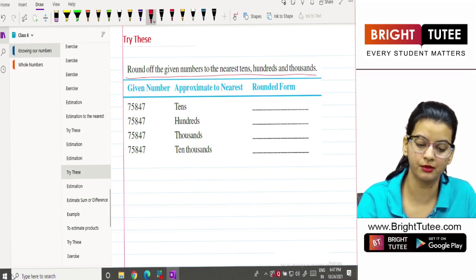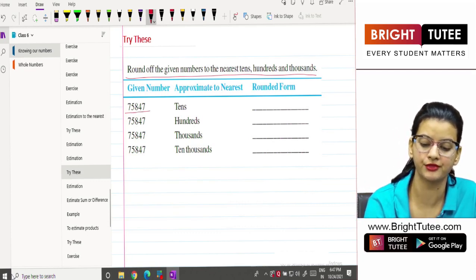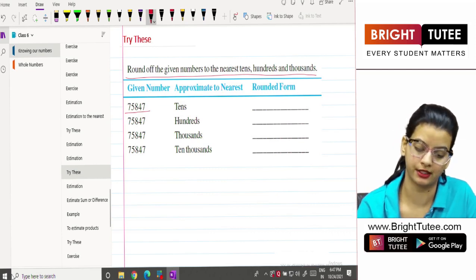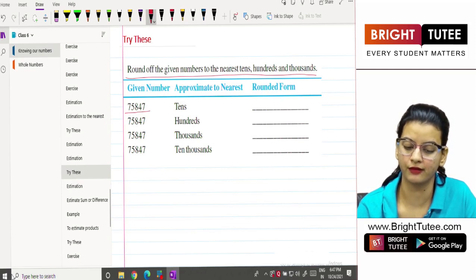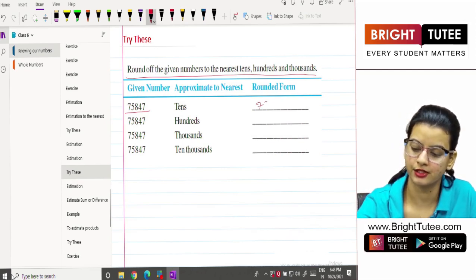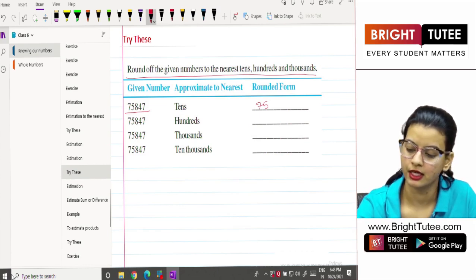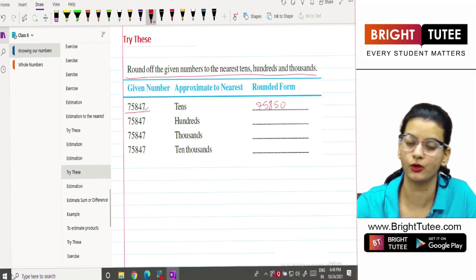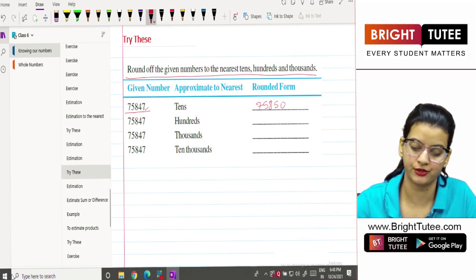The first number is 75,847. We have to round it off to the nearest 10. When we round 75,847 to the nearest 10, it will be 75,850. Why? Because 7 is closer to 10 as compared to 0.